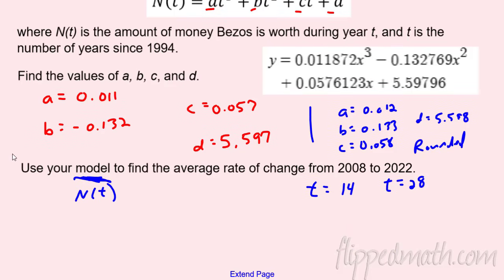So really, this is great. Once we have it, we can just do plug and chug. We're just going to find the slope of the line. It doesn't matter. A lot of people like to do 28 minus 14, the big one minus the small one. I don't really care. Here's the notation for it.